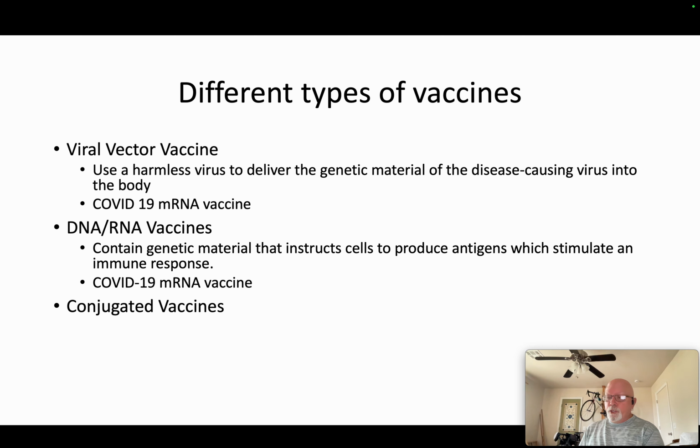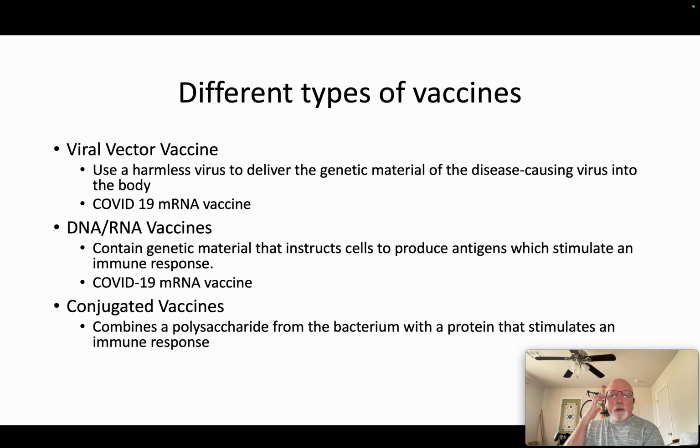And then we have conjugated vaccines, and these are vaccines that combine polysaccharides with a protein that acts like the cell receptors on the outside of a bacterium that then stimulates the immune response.